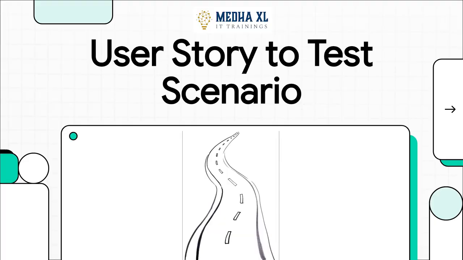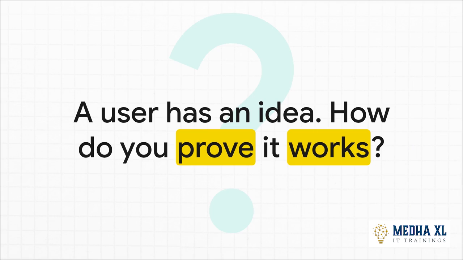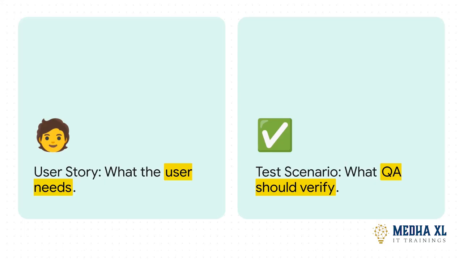So, in the world of software, how do you take a simple idea from a user and make sure the feature you build is absolutely rock solid? We're going to dive into that crucial journey from a basic user story all the way to a thorough test scenario. It really all starts with this, doesn't it? A user has a pretty simple request. But how do we actually prove that the software doesn't just do what they asked, but does it reliably under all sorts of conditions? Well, the answer really boils down to two key things.